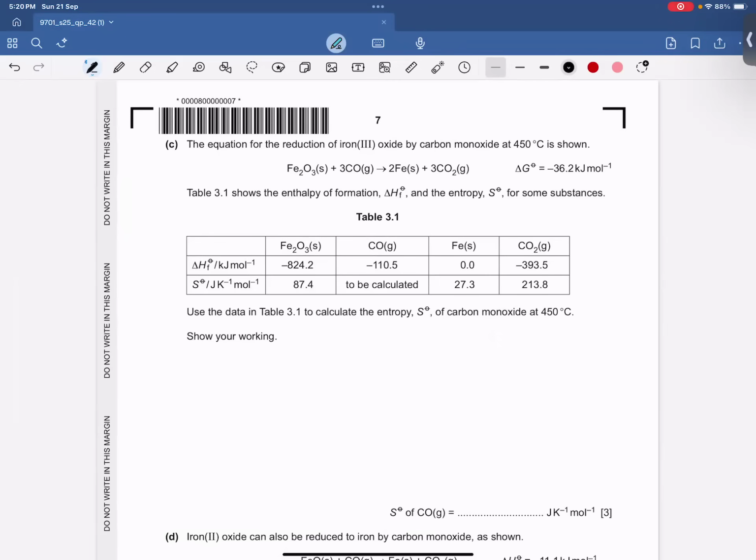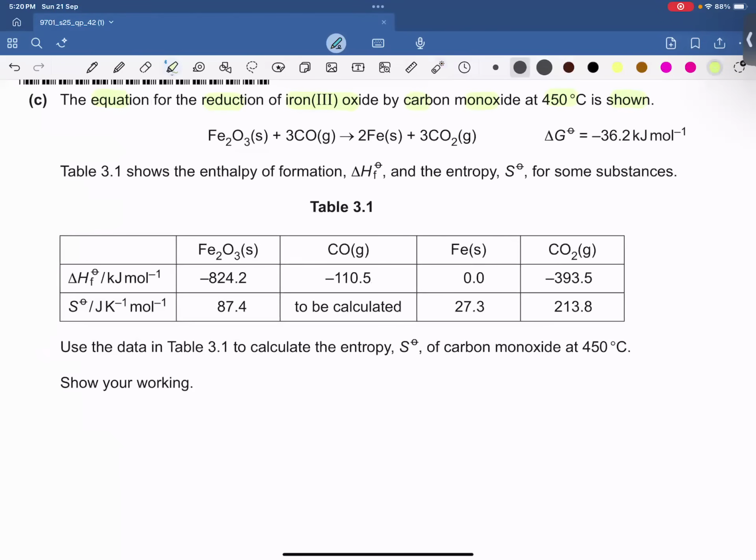Now in the next part, the equation for the reduction of iron(III) oxide by carbon monoxide at 450 degrees Celsius is shown. That's called a reduction reaction, and the delta G naught is negative. That means the reaction is spontaneous and likely to proceed in the forward direction. In other words, we can say the reaction will take place. All right. So table 3.1 shows the enthalpy of formation and the entropy for some substances. Using the data in the table 3.1 to calculate the entropy of carbon monoxide at 450 degrees Celsius, show your working. Okay.